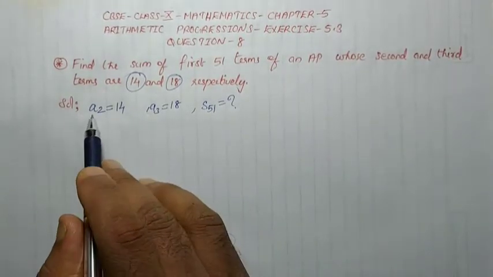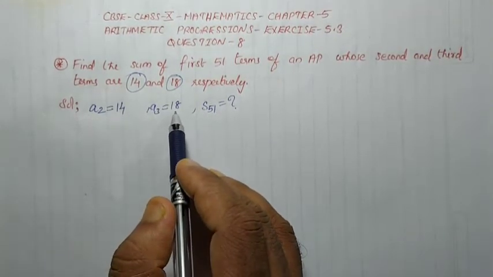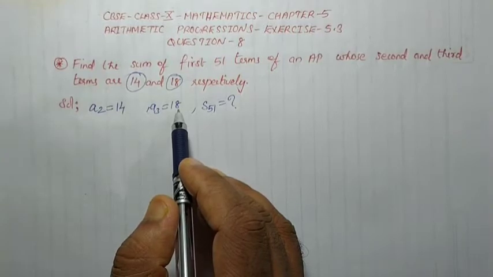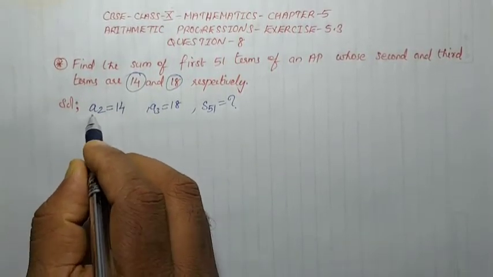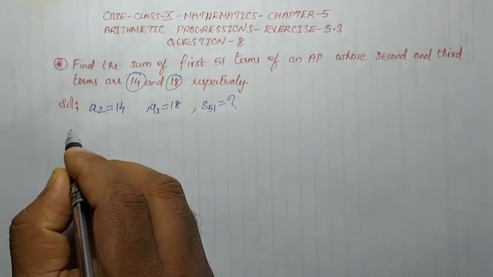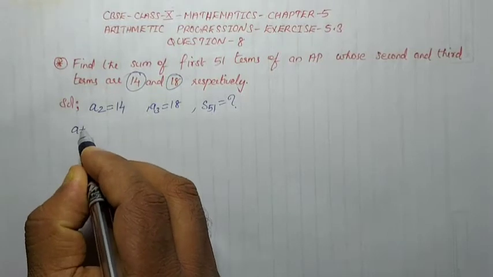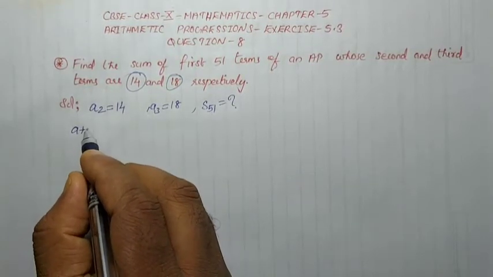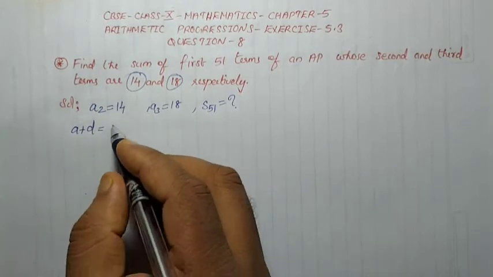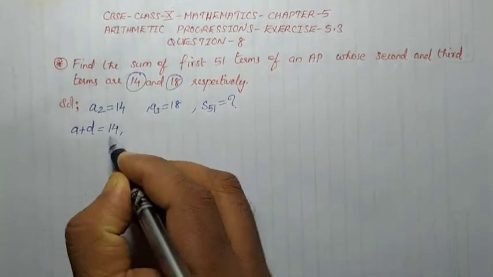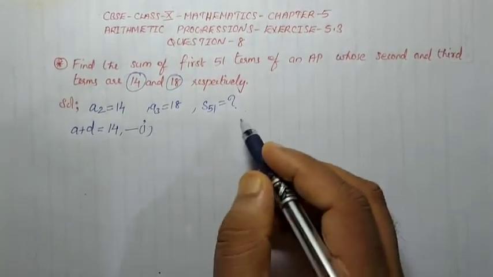So here we have second term and third term. Second term is 14 and third term is 18. Now we know the standard form of second term. Second term standard form is what? A2, that means A plus n minus 1 into D, A plus 2 minus 1, 2 minus 1 is 1. So A2 standard form is A plus D is equal to 14. You can take it as equation number 1.